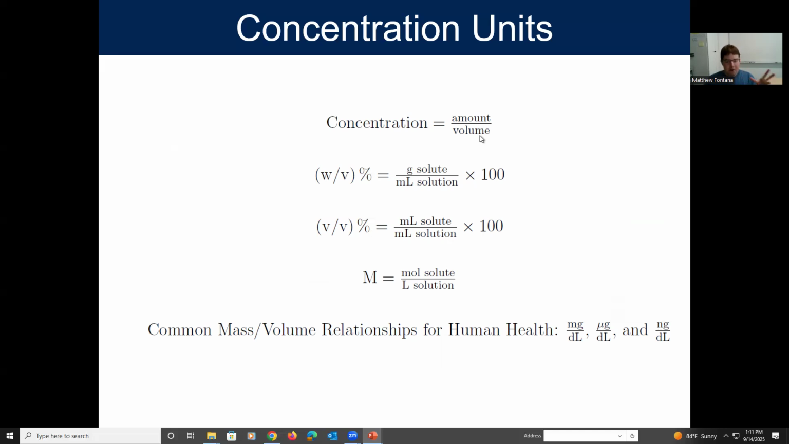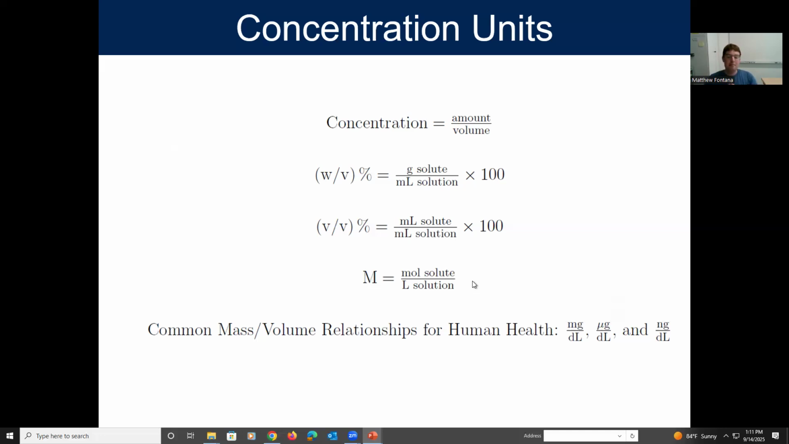So there are a number of different concentration units. The first one is weight by volume percent, which tells you grams of solute per milliliters of solution times 100. You can have a volume by volume percent, which is milliliters of solute divided by milliliters of solution times 100. And then you can have this one here, which is called molarity. Molarity is described as moles of solute divided by liters of solution. And you can probably imagine, chemistry people, we love the mole. So our favorite unit of concentration is most likely going to be molarity.